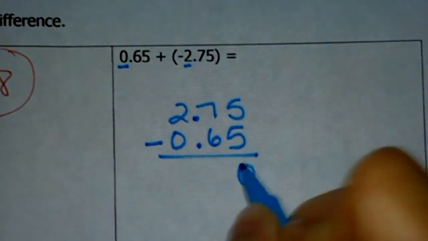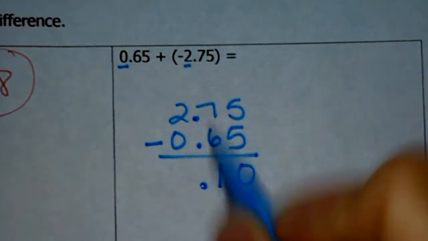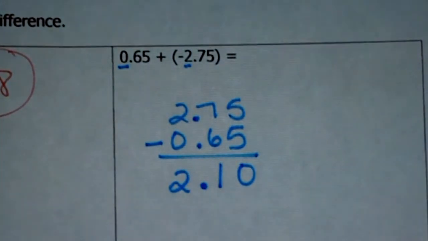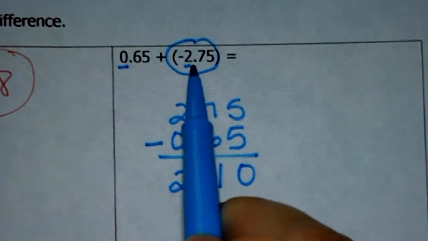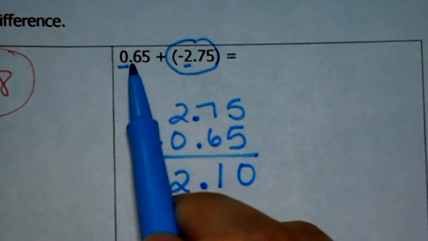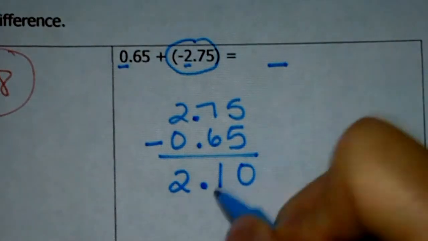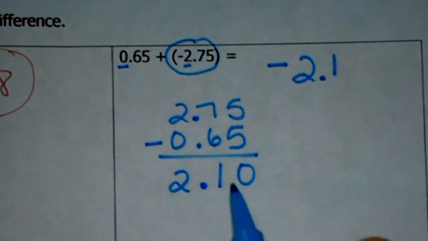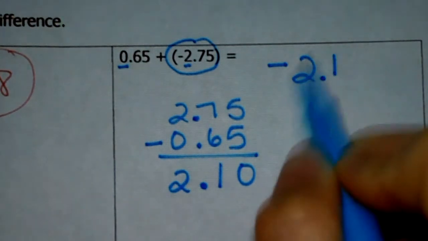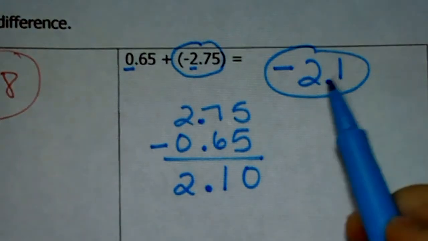5 minus 5 is 0. 7 minus 6 is 1. Bring down your decimal point. 2 minus 0 is 2. So you get 2.10. We know that our answer is supposed to be negative because this digit here is larger than that digit, and that's negative. So my answer is going to be negative, and then we have 2.10. You know that we usually drop those zeros when they're just written at the end. So negative 2.1. If you wrote negative 2.10, it would not be wrong. It's just, you don't need to.